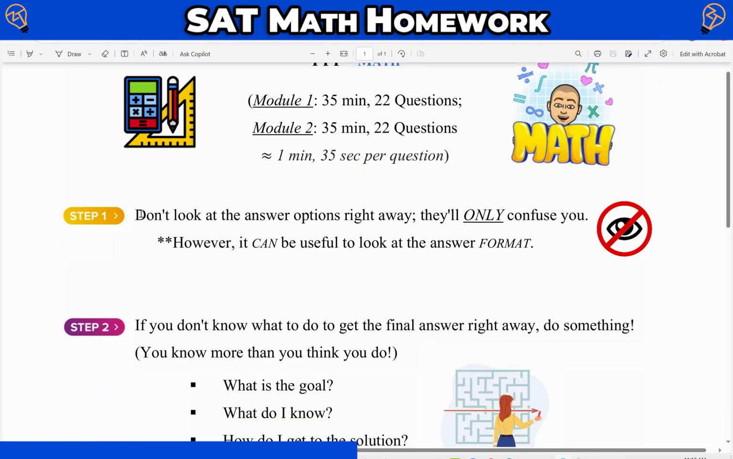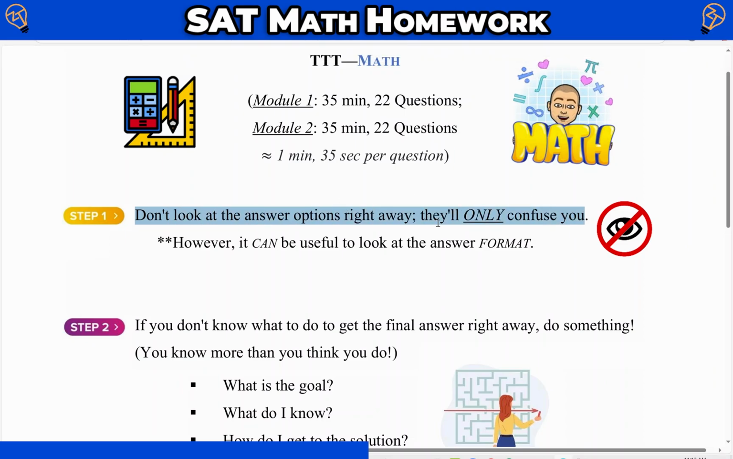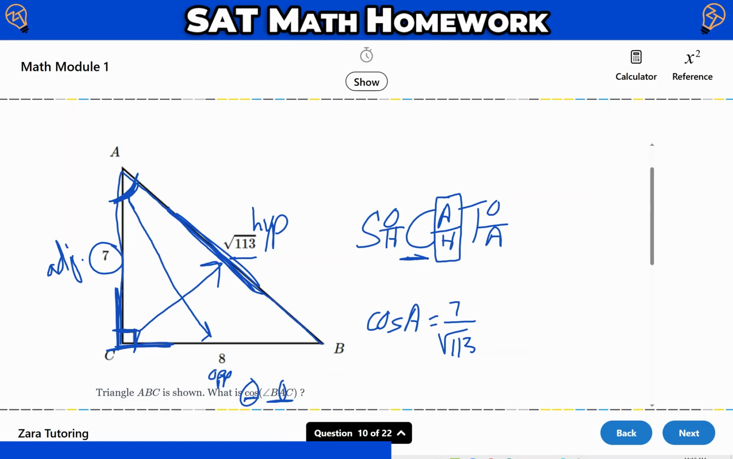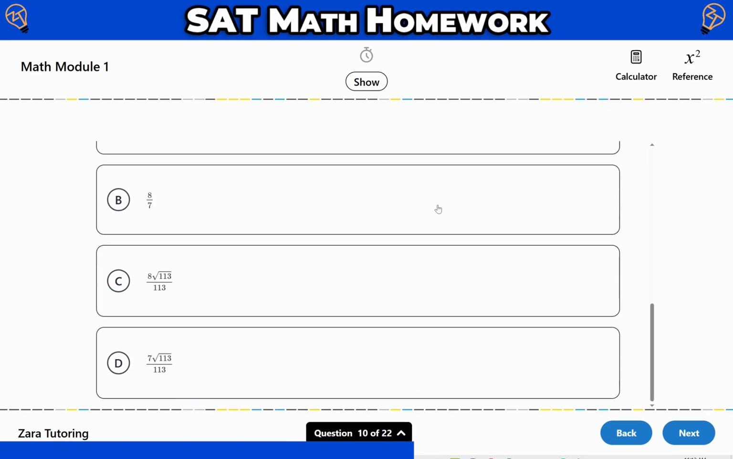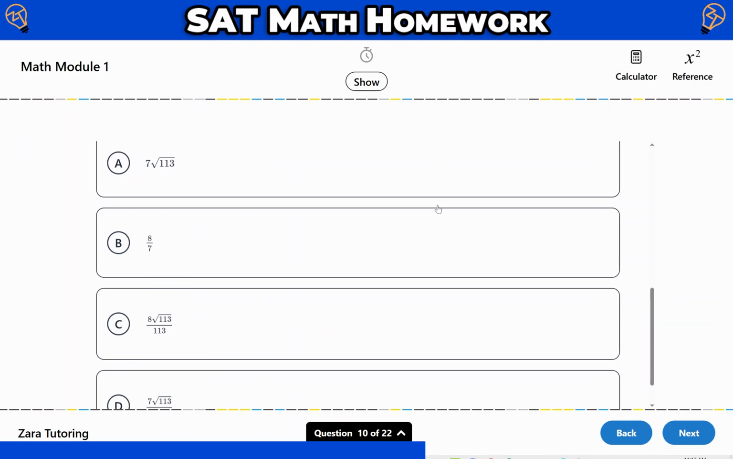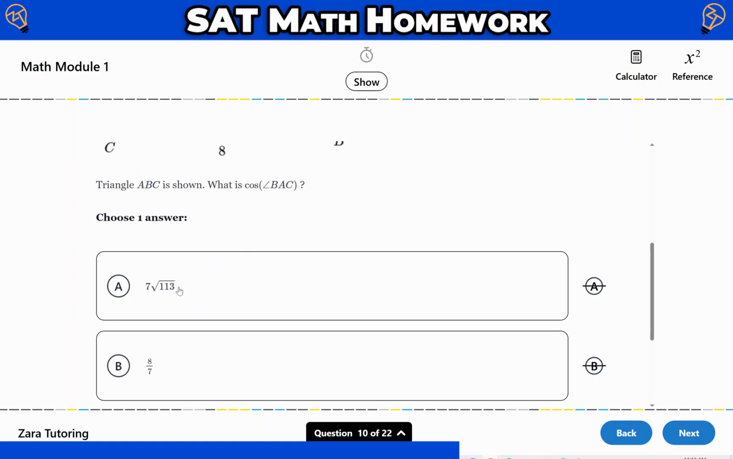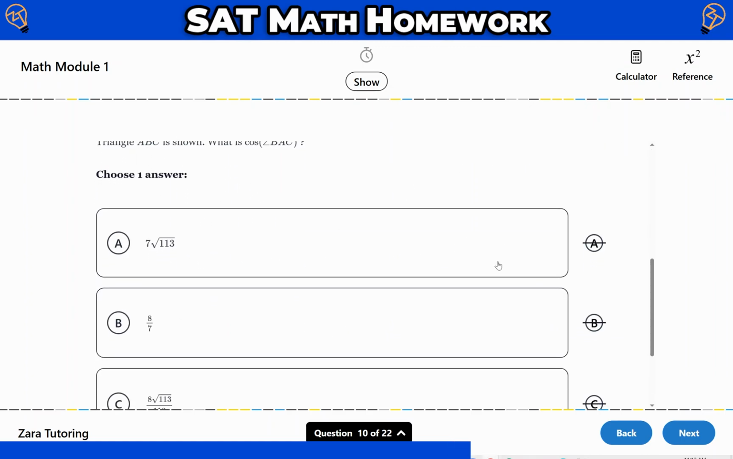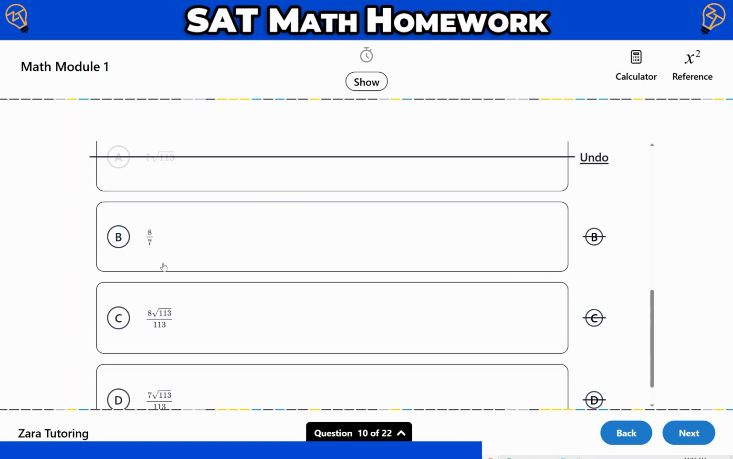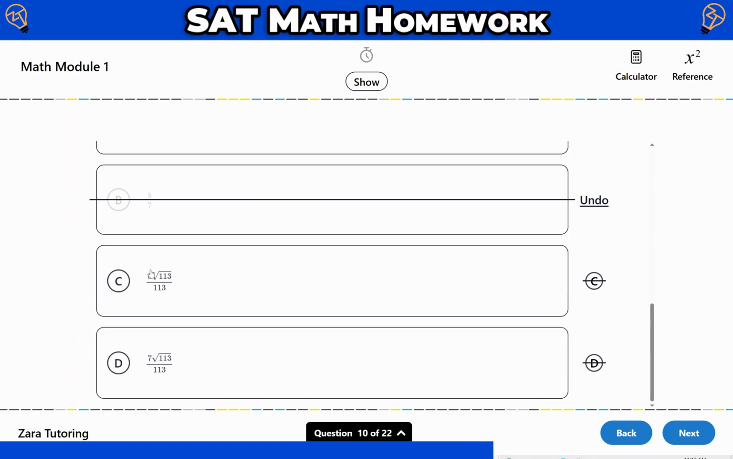Now keep in mind, we always say don't look at the answer options right away. They'll only confuse you. However, it can be useful to look at the answer format. And once we establish that it's 7 over root 113, we can go ahead and look at the answer options to see, do we really need to put that in the calculator? Well, no, we didn't get any decimals here. We could start doing process of elimination if we want. We know it's not 7 times root 113. We said 7 over root 113. It's not just this normal fraction here. It really shouldn't have an 8 in it at all. So by process of elimination, we could get the correct answer as D.